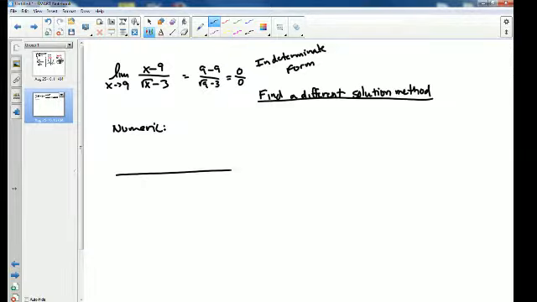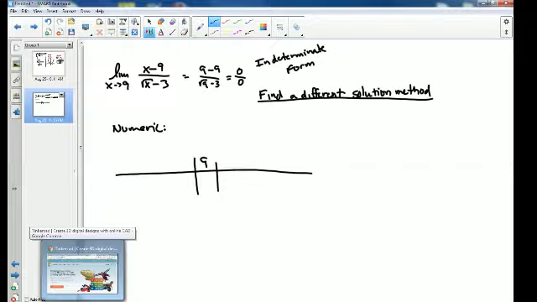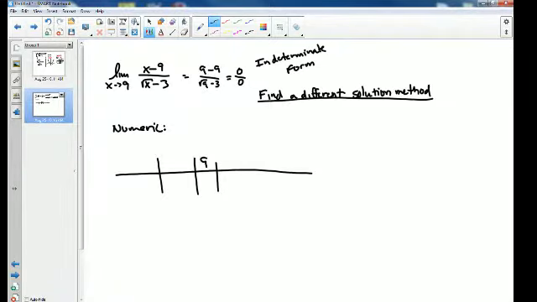Use super close numbers to 9. We want to get really close to 9 from both sides. So this table's probably going to look familiar from continuity last year. What's a number really close to the bottom of 9? 8.999. And 8.99. And 8.9. And then the other side.